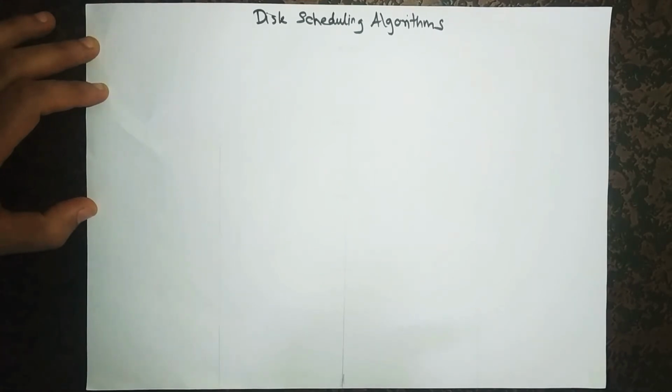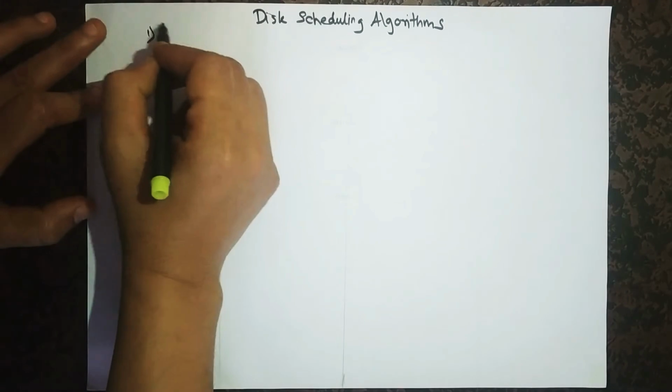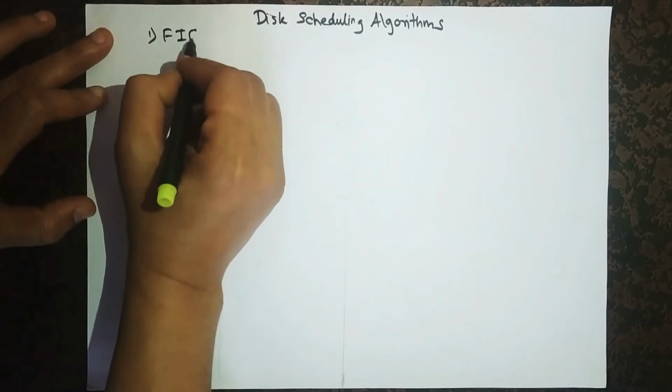The time required to position the head on a particular track is called the seek time, and the number of tracks traversed is called the seek length. So these two values must be low to get good performance. For this purpose, we have different disk scheduling algorithms. We will see four disk scheduling algorithms in this video.